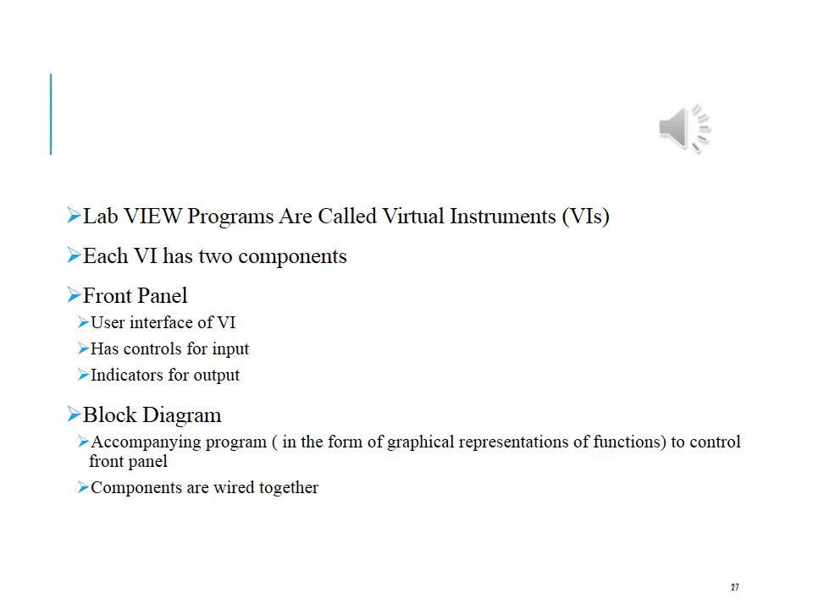As I have said, LabVIEW programs are called virtual instruments, and each VI has two components. One is the front panel, the user interface of the VI, which has controls for input and indicators for output. The second is the block diagram, the accompanying program, in the form of a graphical representation of functions, which is used to control the front panel. In the block diagram, the components are wired together.